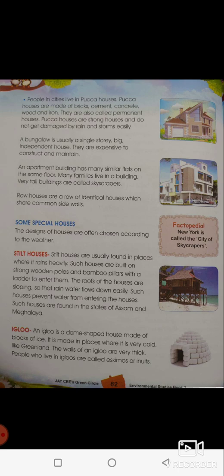Very tall buildings with many floors are called skyscrapers. And row houses are a row of identical houses. It means in a single row, identical means almost the same structure. They will look similar to each other and share common side walls. So in between there will be only one wall, with rooms on both sides. So they are called row houses.